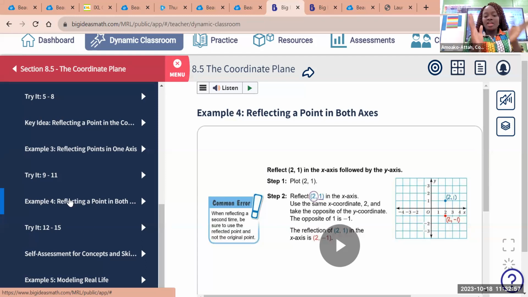But the only thing that changes is that it is laterally inverted, and we are not going to go deeper into that. We are just going to reflect points on the x-axis, on the y-axis, and on both axes.